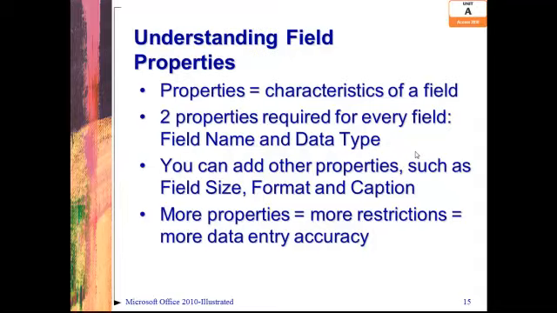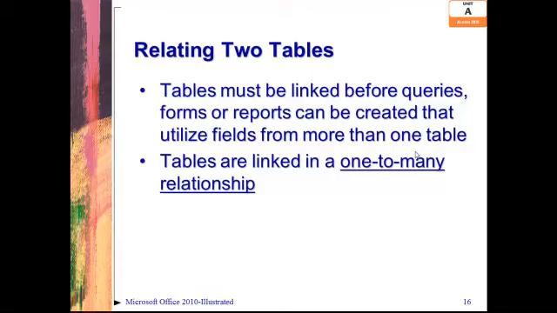Okay, so we have field properties. These are characteristics of a specific field. Two properties are required, such as a name and a data type. You can add other properties such as the field size, the format, and the caption. More properties equal more restrictions. More restrictions in data entries create better accuracy.